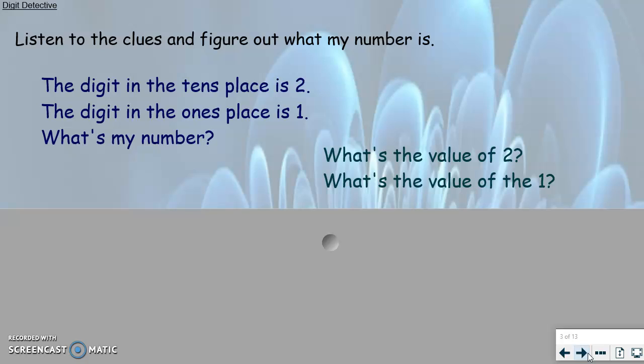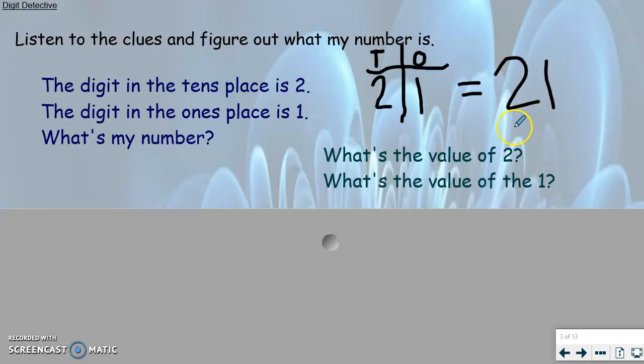The digit in the tens place is a 2. The digit in the ones place is 1. What's the number? So think about that. We know that in the tens place we have a 2, and in the ones place we have a 1. So I'm going to go ahead and write a little tens chart. Tens and ones. All right, so what did it say our digit in the tens place is? 2, and our digit in the ones place is 1. So what number do we have? 21.